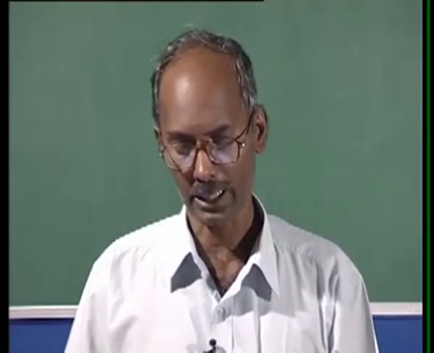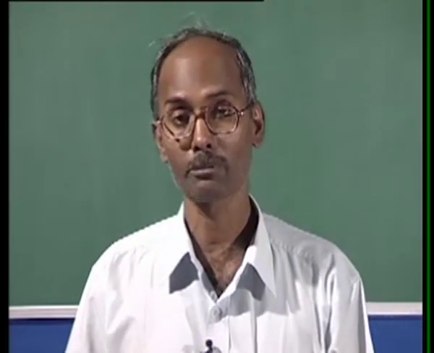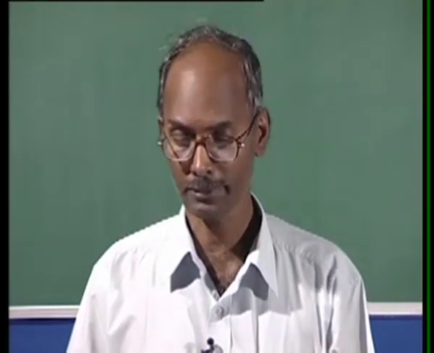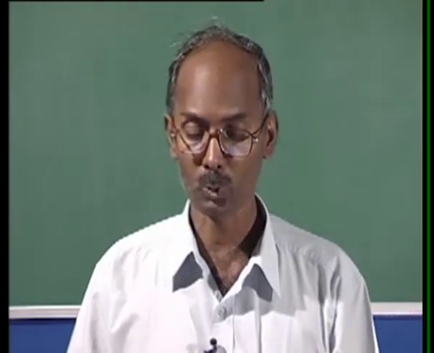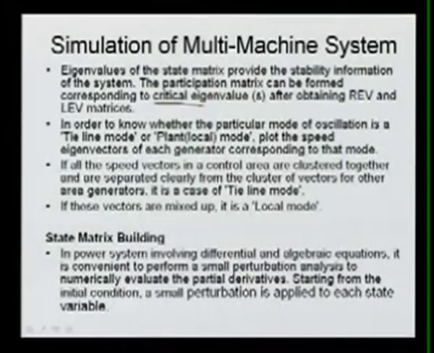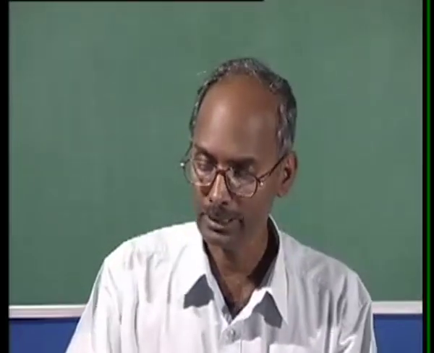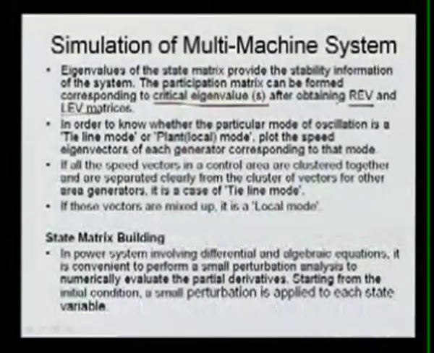The participation matrix, which I defined in the previous lecture, can be formed corresponding to the critical eigenvalue after obtaining the right eigenvector and left eigenvector matrices. That means we can calculate the REV, the right eigenvector, and the LEV, the left eigenvector, matrices corresponding to the critical eigenvalue.